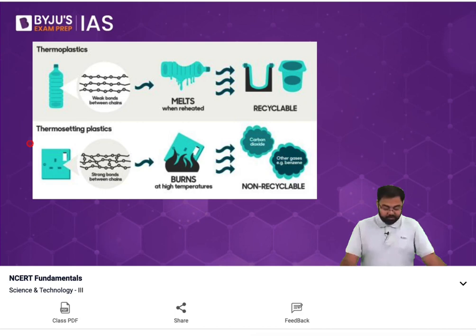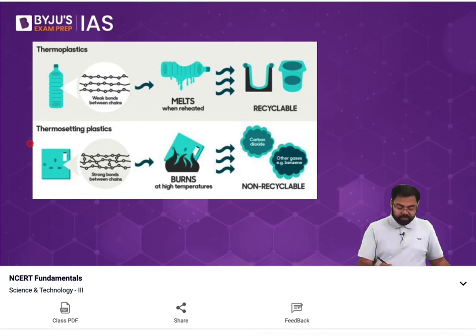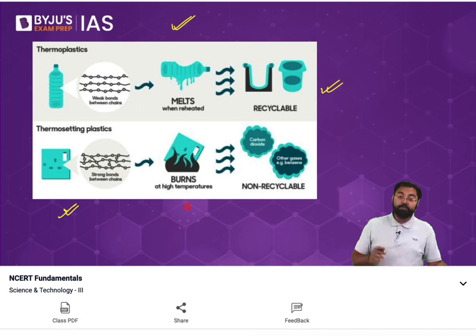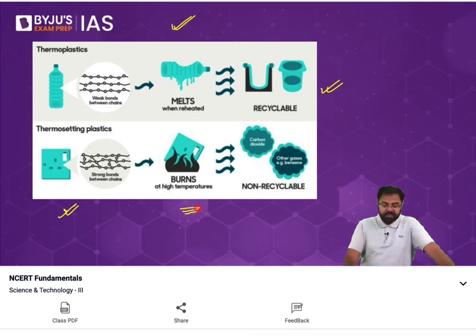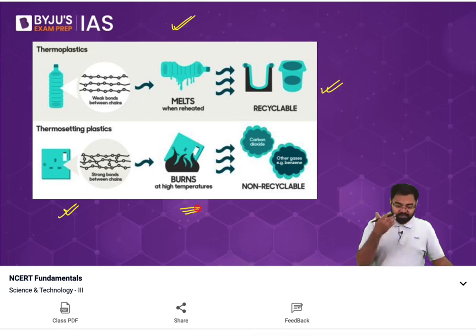So this is what we see, that generally in case of a thermoplastic, it can melt, all right? It will melt, and it is generally seen to be recyclable. Whereas in case of a thermosetting plastic, we see that it will burn at high temperatures, and largely they are non-recyclable. So that's the basic difference between a thermoplastic versus a thermosetting plastic.